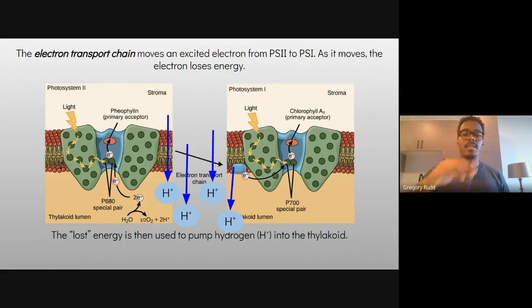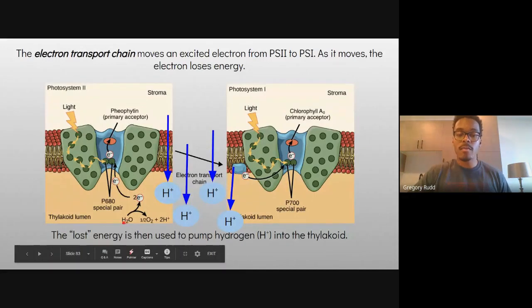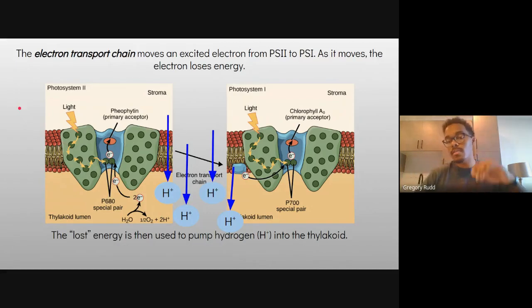So that energy, even though we're losing it, the electron is losing energy as it moves from photosystem two to photosystem one, that energy is being put to use. And it's being used to pump hydrogen into the thylakoid. We're bringing more and more hydrogen in. Keep in mind, there was already some hydrogen there, because when we split that water molecule, we were left with two hydrogen ions, but we want more than that. So we're going to keep pumping more and more hydrogen into the cell.